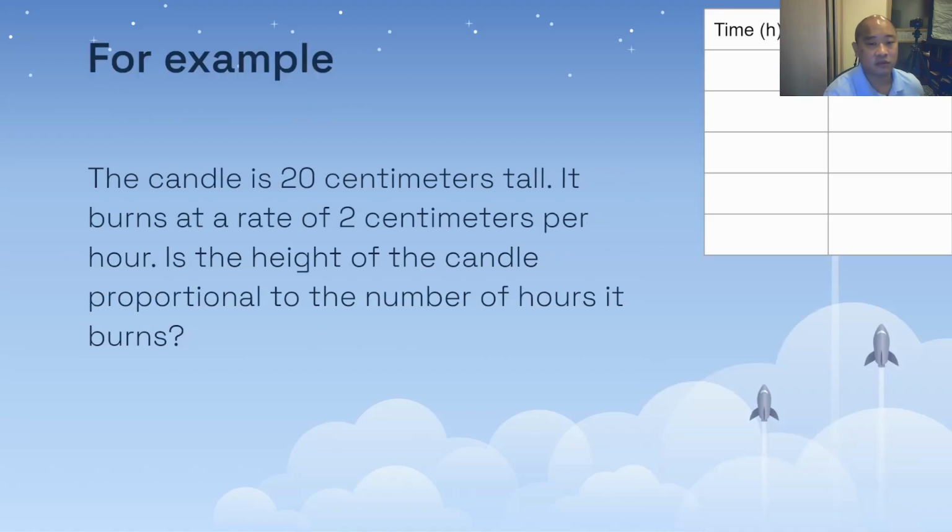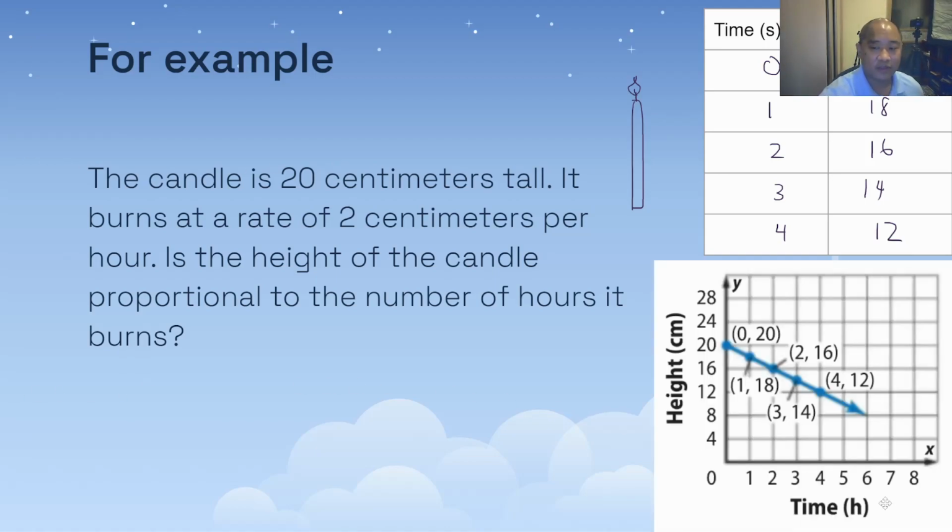Let's take a look at another example. Let's say that a candle is 20 centimeters tall and it burns at a rate of 2 centimeters per hour. So is the height of the candle proportional to the number of hours it burns? So after 0 hours, when no time has passed, the candle is 20 centimeters tall, right? So a candle, as you might know, is one of these things. It's on fire. After 1 hour, it's now 18 centimeters, 2 hours, 16, 3 hours, 14, 4 hours, 12 centimeters tall now.